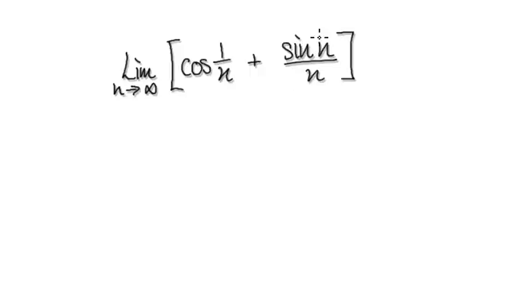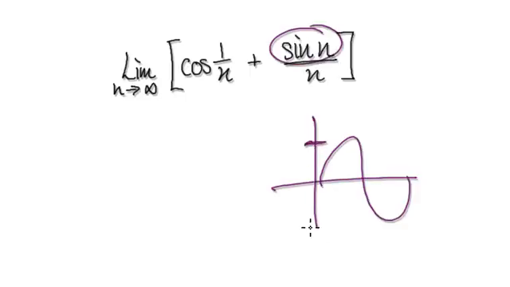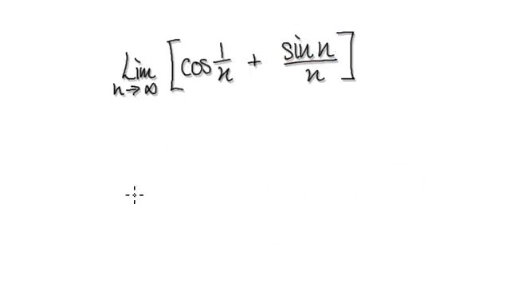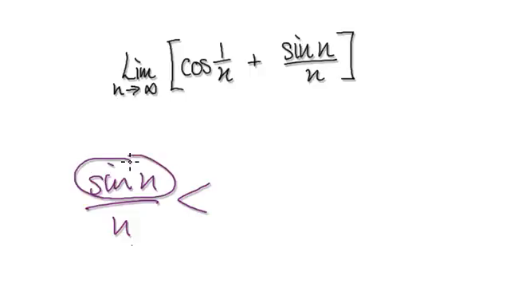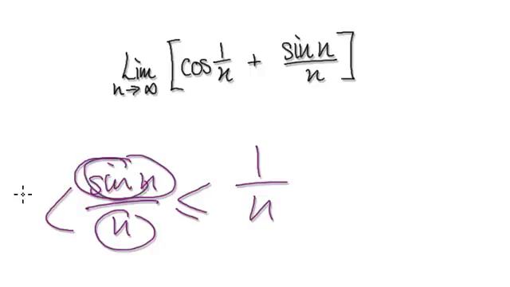Okay. So to do this, if you look at this here, sine n. Well, sine is always trapped between 1 and -1. So you can say that sine n over n is, the biggest that this thing here could be is 1, and then over n here. The smallest thing that this could be is -1. So you can trap it in between this. So now take the limit of all three.